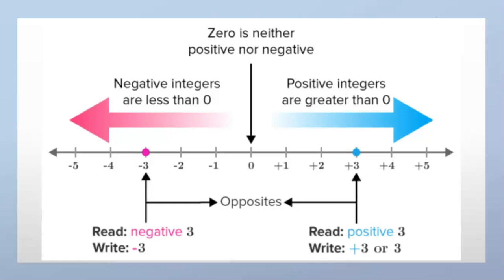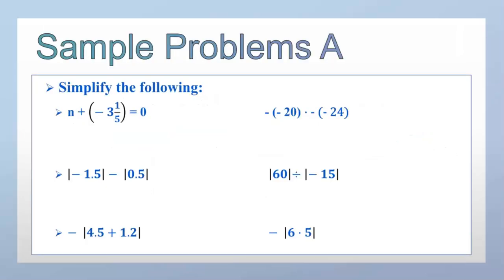So let's look at some problems here. It says simplify the following. Here they're saying n plus a negative 3 1/5 equals 0. So if we think the additive inverse, if I take a number and add the additive inverse of it, or the opposite, it's going to give me 0. So the opposite of a negative 3 1/5, n would have to be a positive 3 1/5.